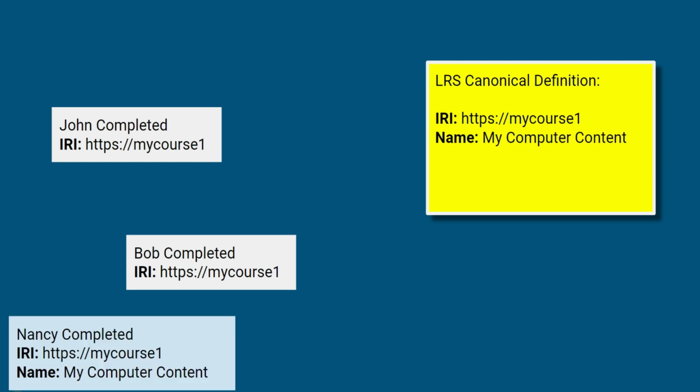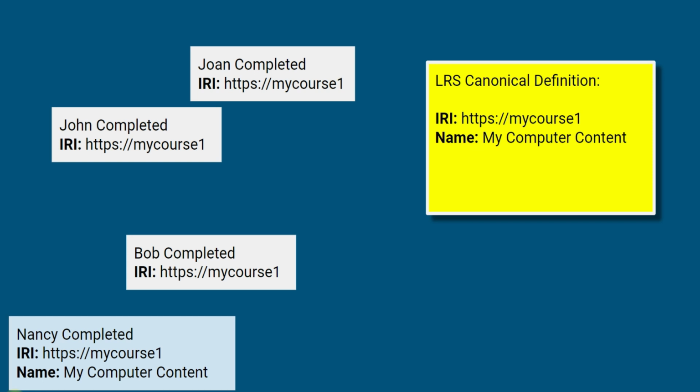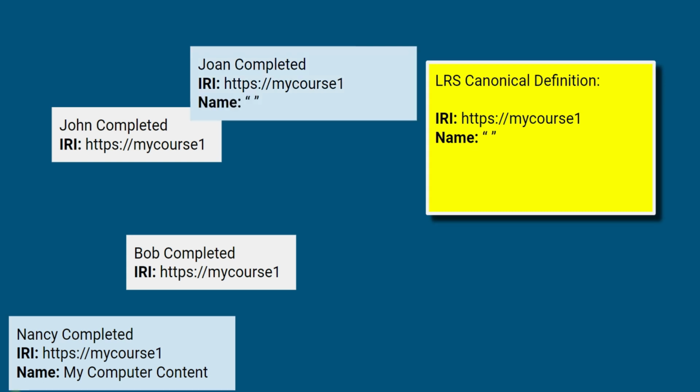If we get another statement, and this time you can see that we got some additional information. We got the name of the activity, so our canonical definition has changed to have my computer content as the name. You can see now we got another statement. This time there was an IRI, but no name, not anything provided at all. Our name stayed in the canonical definition.